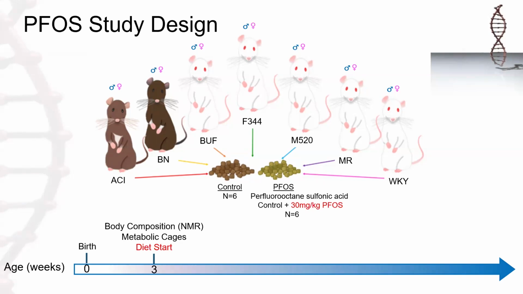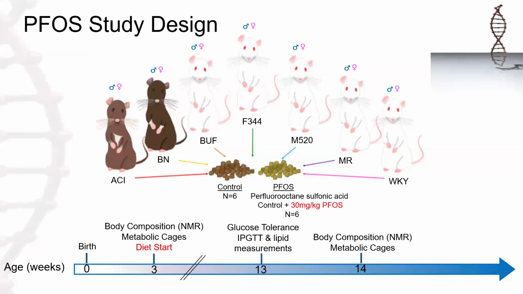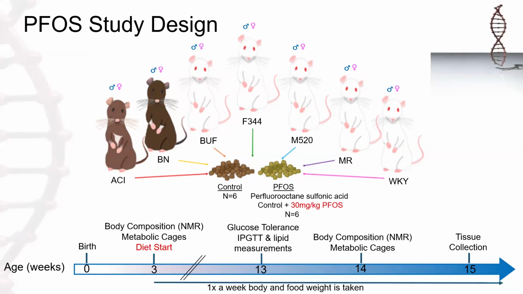They are then placed in metabolic cages where we collect urine and feces for further metabolic measurements. Their diet is then started at that time. At 13 weeks of age, we measure glucose tolerance via an intraperitoneal glucose tolerance test, or IPGTT. We take lipid measurements. At 14 weeks, they are placed back into NMR and metabolic cages for the same measurements that were taken at 3 weeks of age. And then their tissues are harvested at 15 weeks of age. From week 3 until harvest, their body weights and food weights are measured weekly.